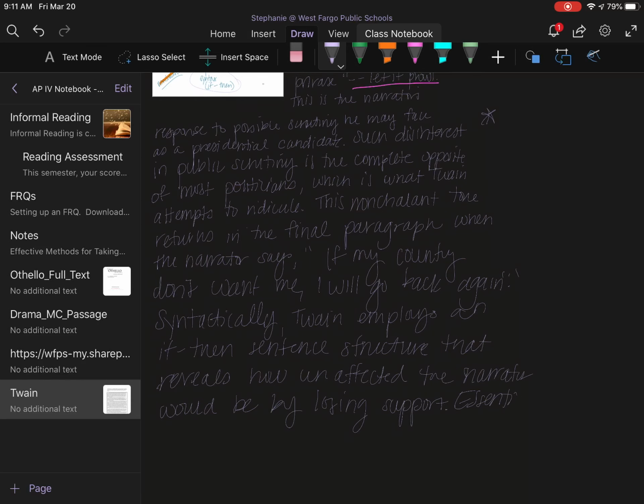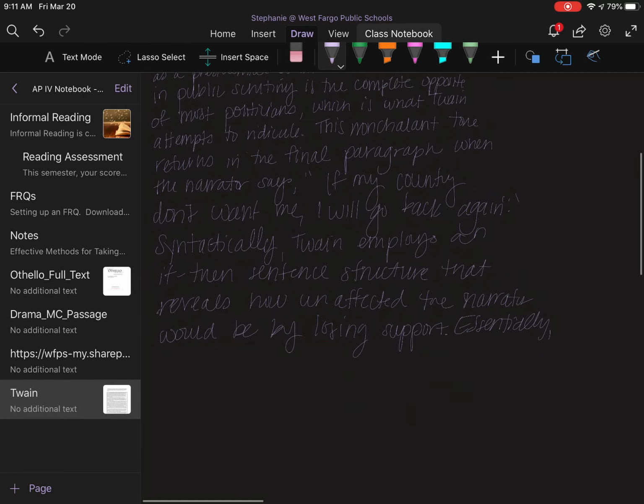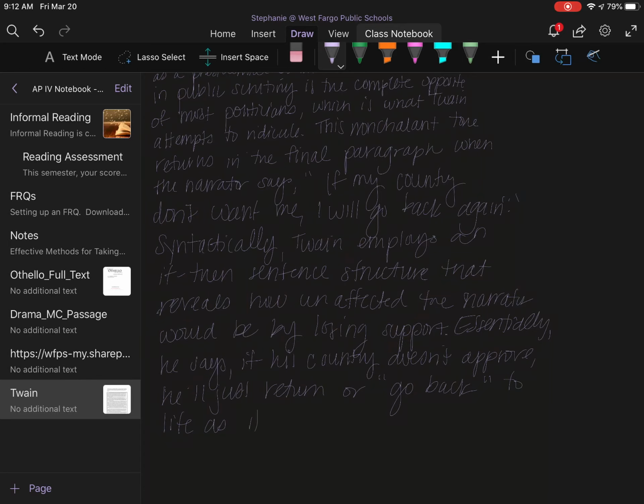Essentially, he says, and I'm going to paraphrase it so it's really clear how I'm creating that link. Essentially, he says, if his country doesn't approve, he'll just return, or here's where I'm going to link to that evidence, go back to life as it was before.